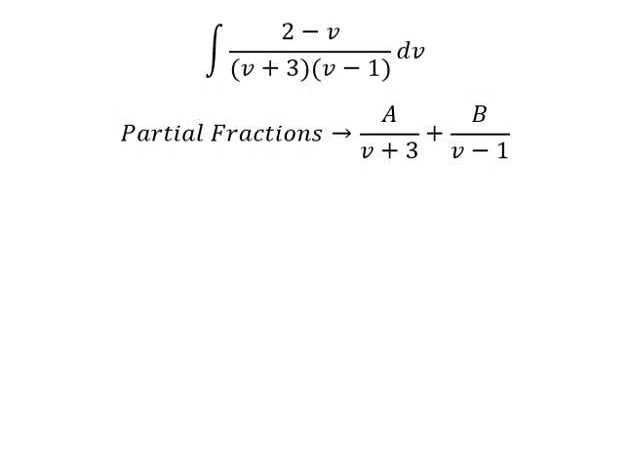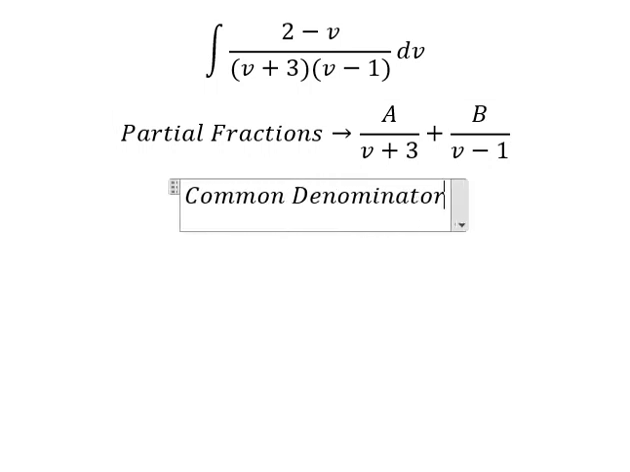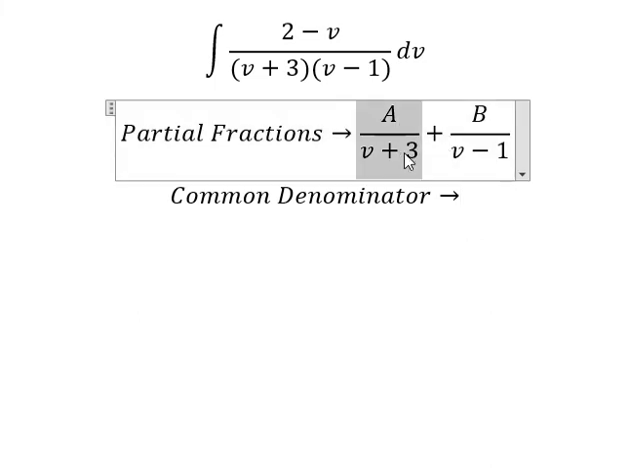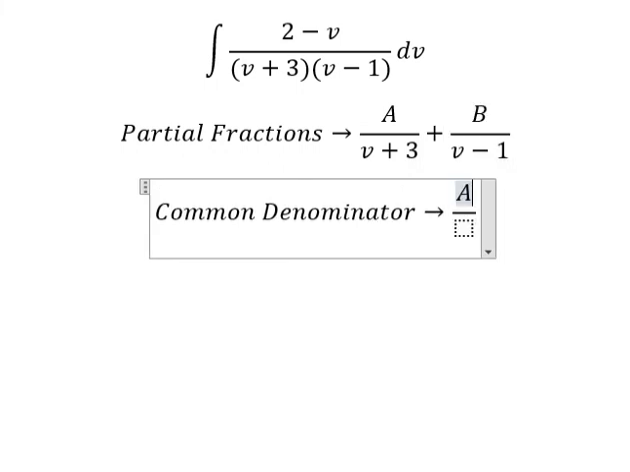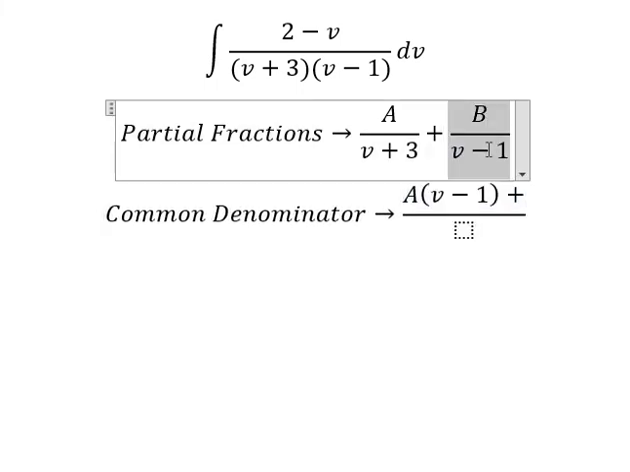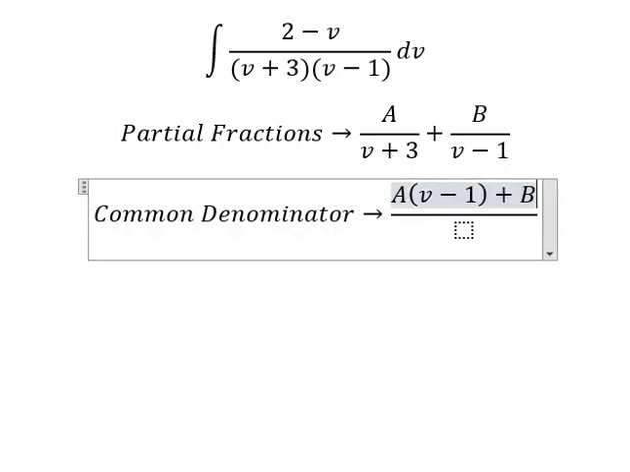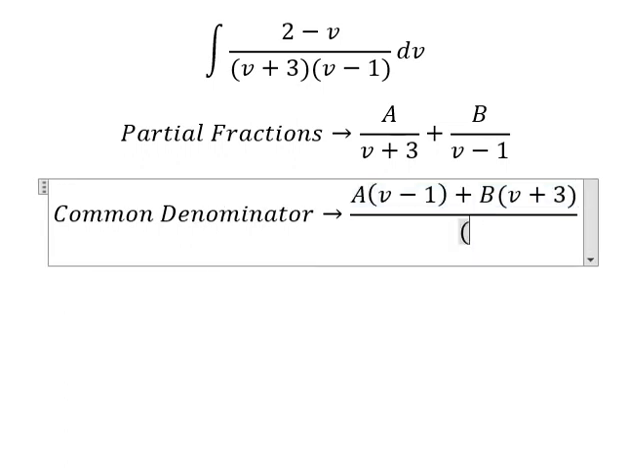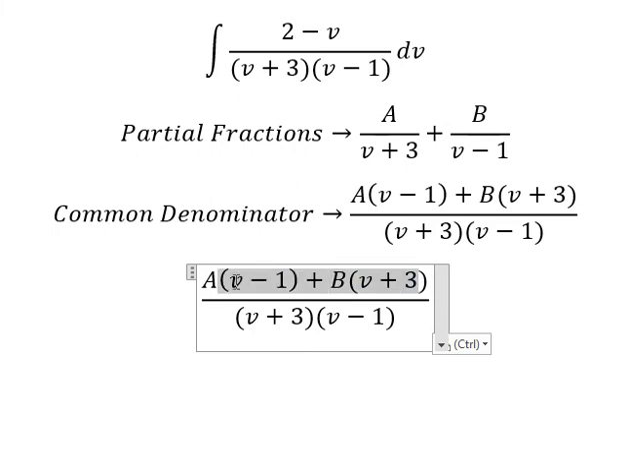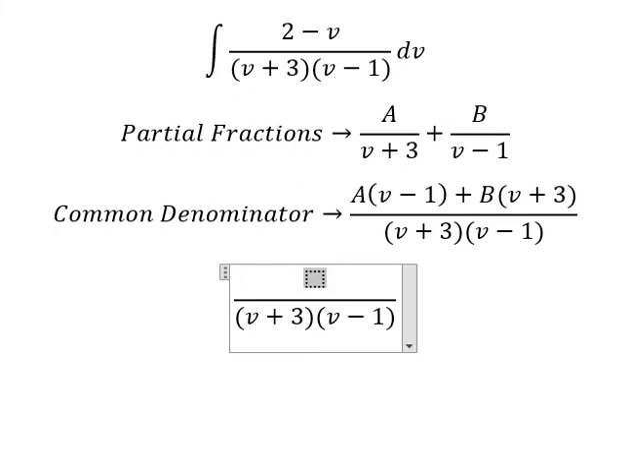Later that we do common denominator. About this one, it is missing about v minus 1. So capital A multiplied by v minus 1. About this one, it is missing about v plus 3. So capital B multiplied by v plus 3. Now, we need to arrange based on the terms of v. About v, we have a plus b. About the numbers, we have a with negative number 1, number 3 with b.